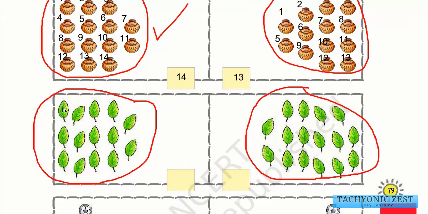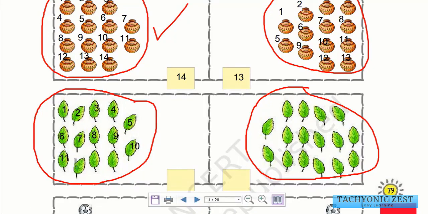Okay, so 1 2 3 4 5 6 7 8 9 10 11 12 13 14. Okay, we are over. So there are total 14 leaves in this group.